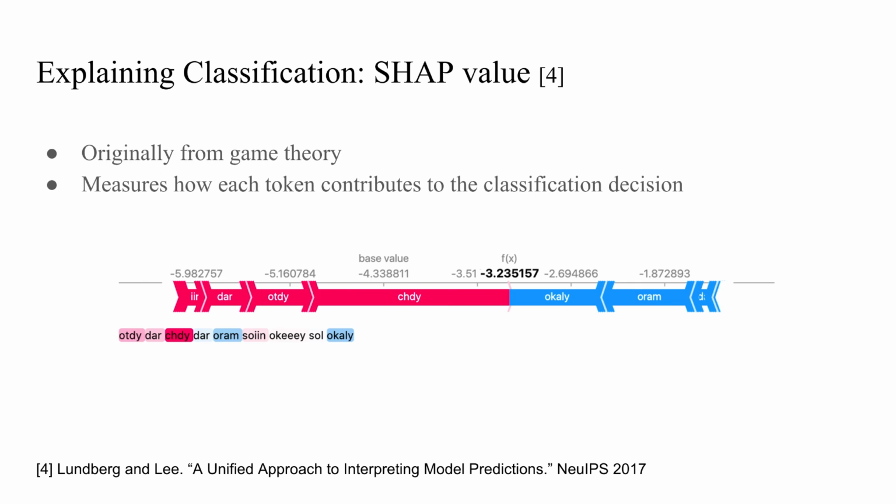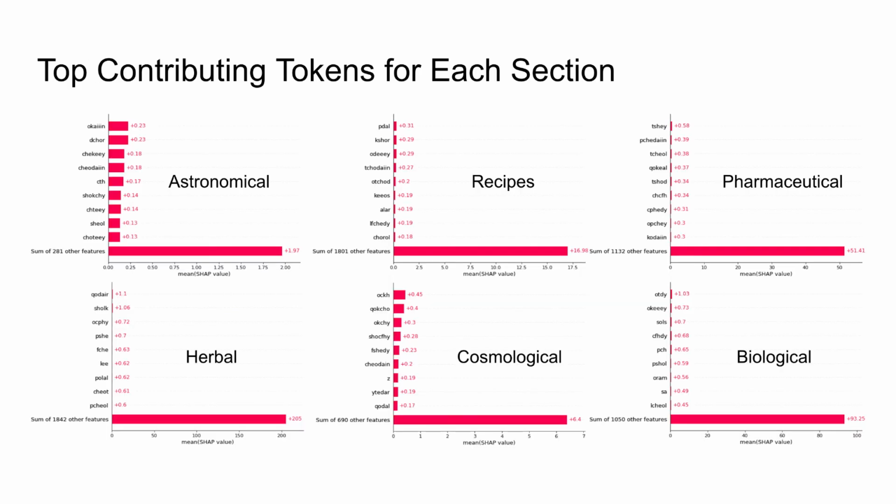The red color means that the token is contributing positively to the classification decision, while blue means it is contributing negatively. By analyzing the Shapley values for each section, we can retrieve the tokens that contribute the most, which intuitively are the ones associated the most with the corresponding section topic. We can see these tokens do vary across sections, and we hope this can help people decipher the Voynich manuscript in the future.